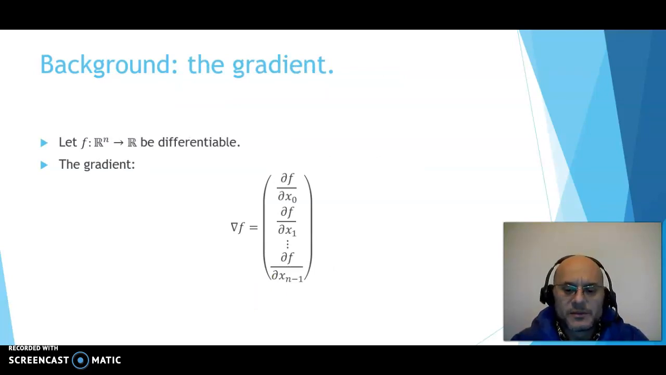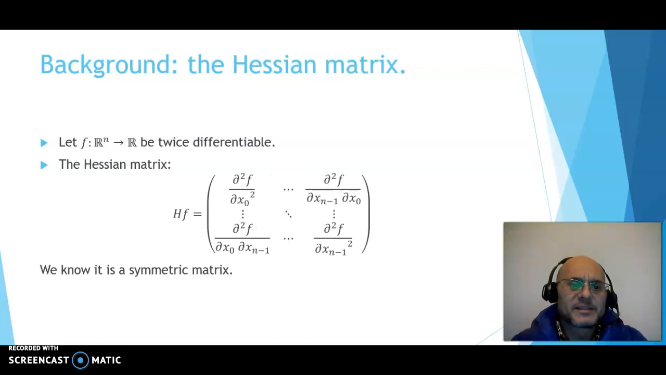Another reminder from the previous unit, the gradient. It's a generalization of the first derivative for functions of several variables. It's just the transpose of the Jacobian matrix. In this case, it's a column vector. And the Hessian matrix, we need the function to be twice differentiable for our purposes. It has the second partial derivatives. It's the Jacobian matrix of the gradient. And if the function can be differentiated at least 2 times, then we know that it must be a symmetric matrix.